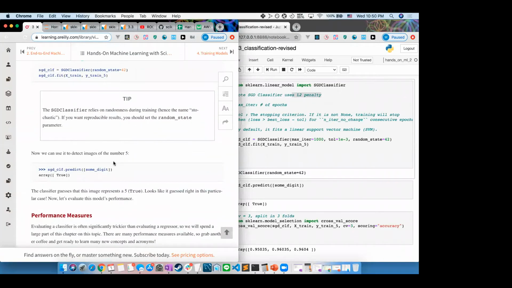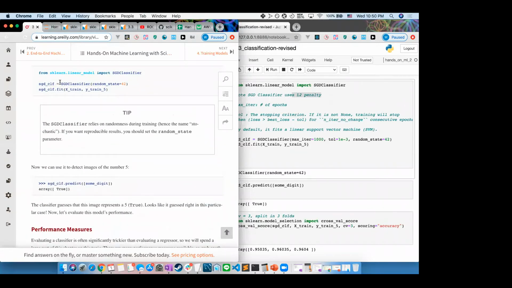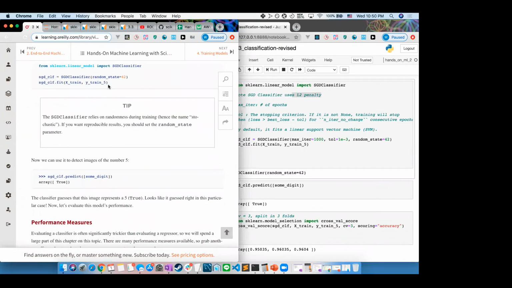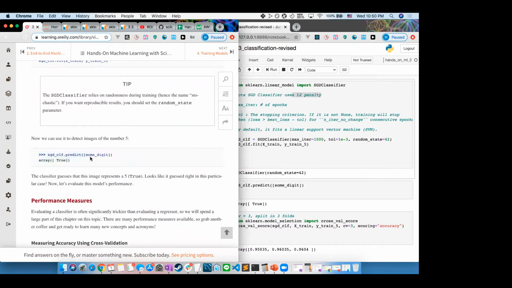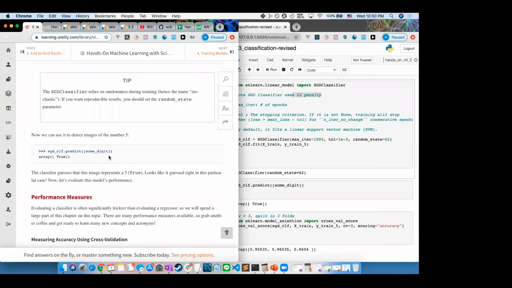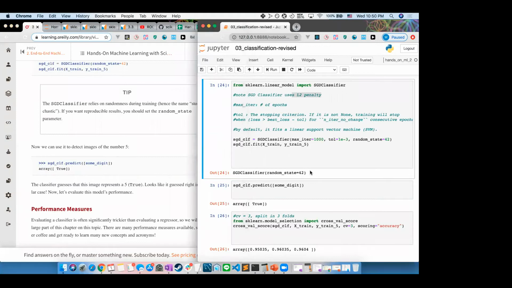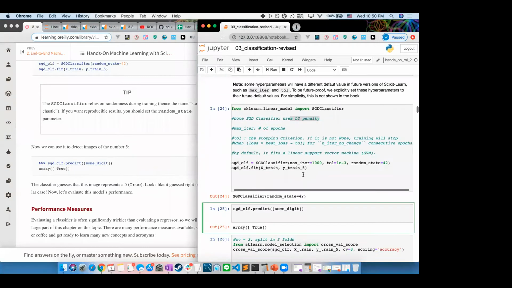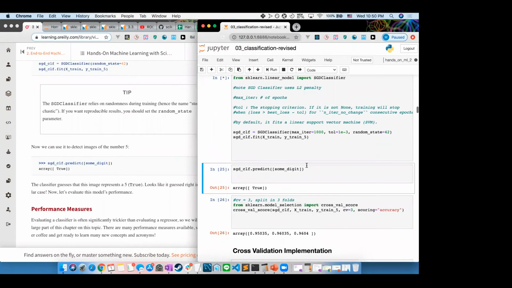Now we can use it to detect images of the number 5. Again, we instantiated the object and we fit that, and now we can predict on one image. Again, this was just x0, the first image, and it's the number 5. Is it number 5? Great, it says it's true. And when we run that, it'll take a little time.